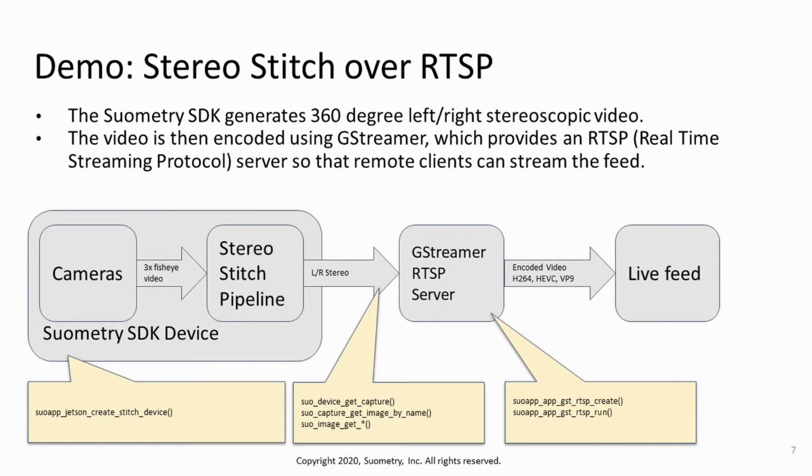The functions in the middle box are used to get the processed images from the SDK. These are called over and over again in the main program. Finally, the box on the right shows the sample functions used to create a GStreamer application and connect the SDK to it.